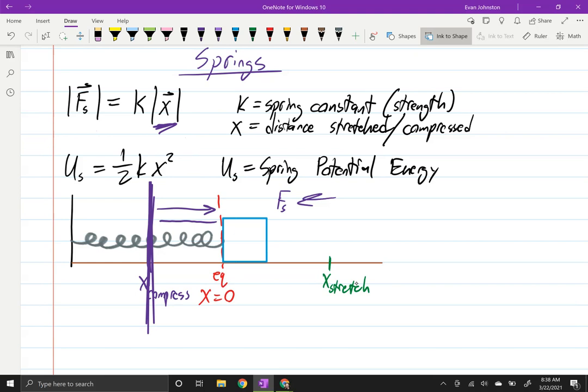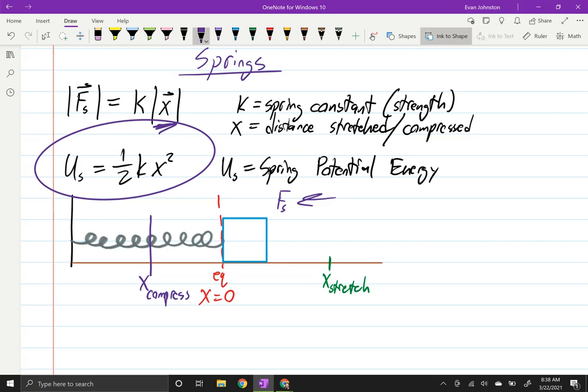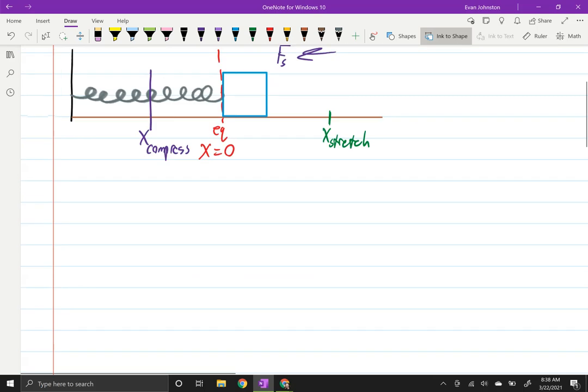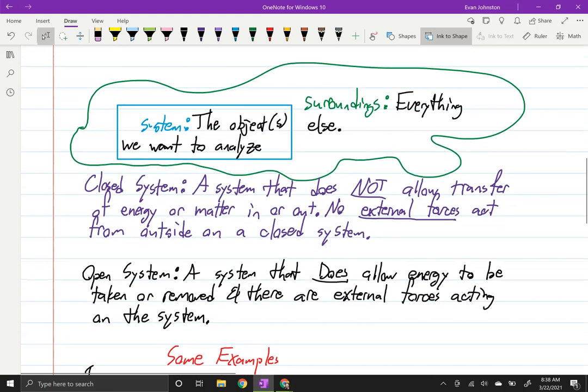So that's my quick and dirty rundown on springs and spring potential energy. We could go through and derive where this comes from. I've already done that. I don't want to spend time doing that again today. I want to talk about closed and open systems. So with that, let's slide down a little bit because I have some here.